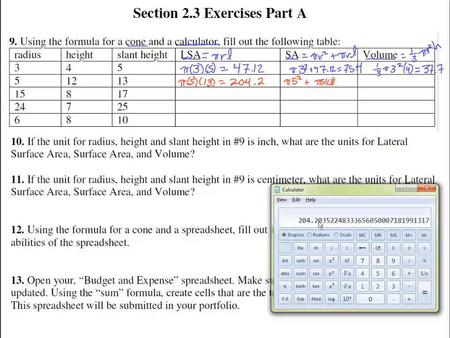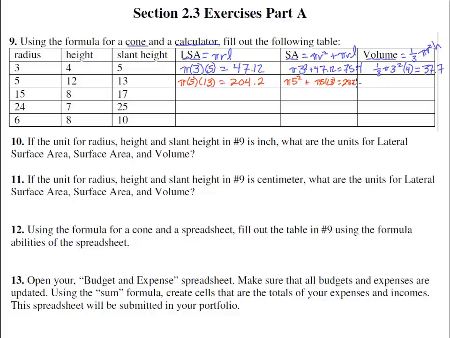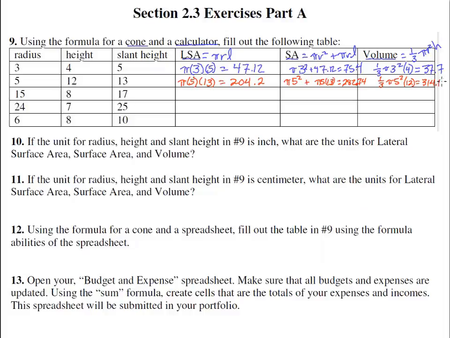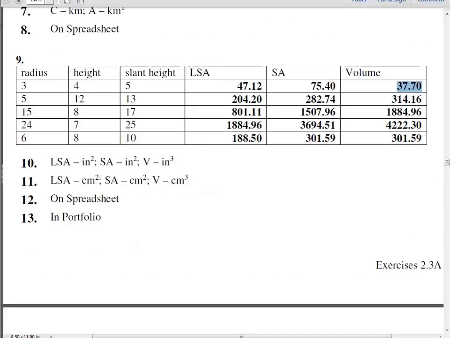Good. So let's use our calculator. We already have the pi times 5 times 13, so we're going to add pi times 5 squared equals 282.74. And the volume is going to be 1/3 times pi times 5 squared times the h, which is 12. So let's pull that out. We get 1 divided by 3 times pi times 5 squared times 12, and punch that in the calculator all together, and we get 314.16. Let's double check our answers. We have 204.2, 282.74, and 314.16. Correct. Excellent.